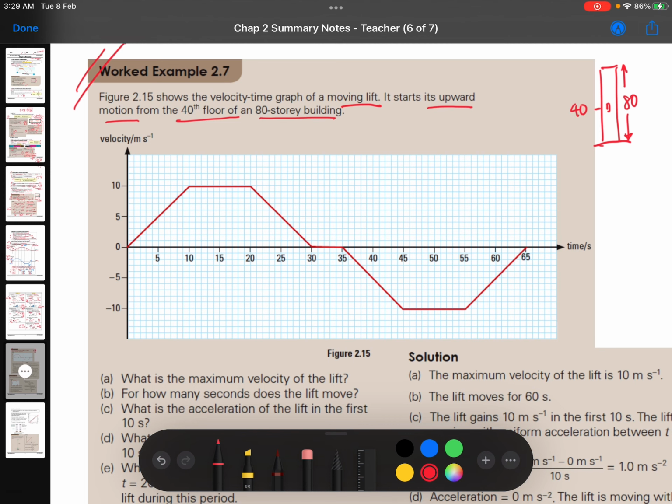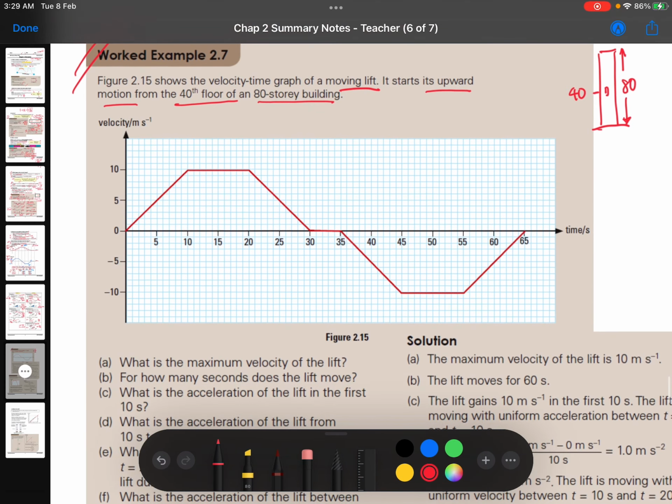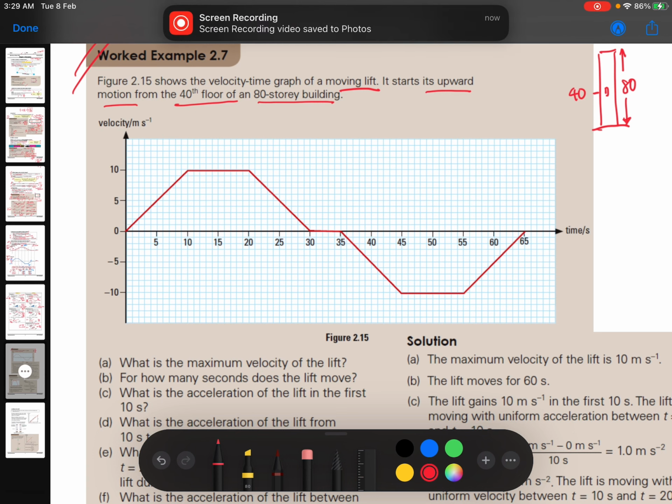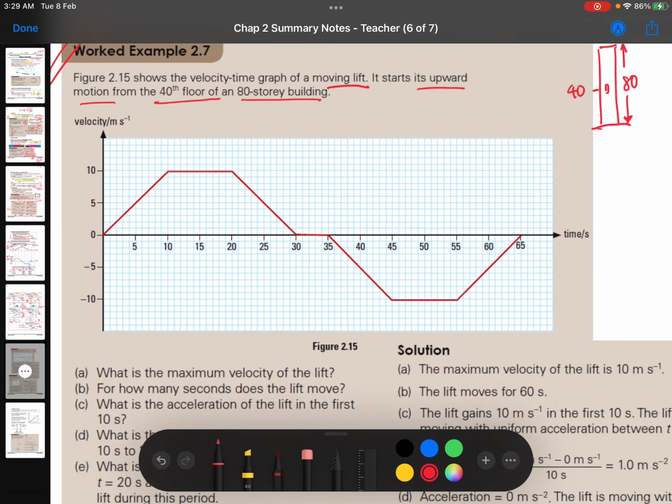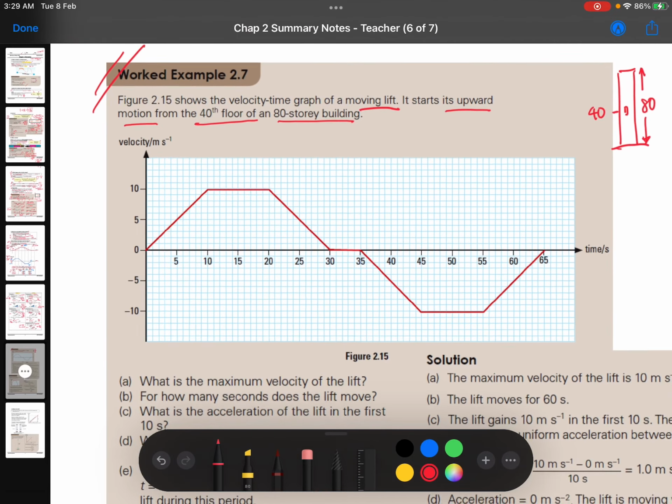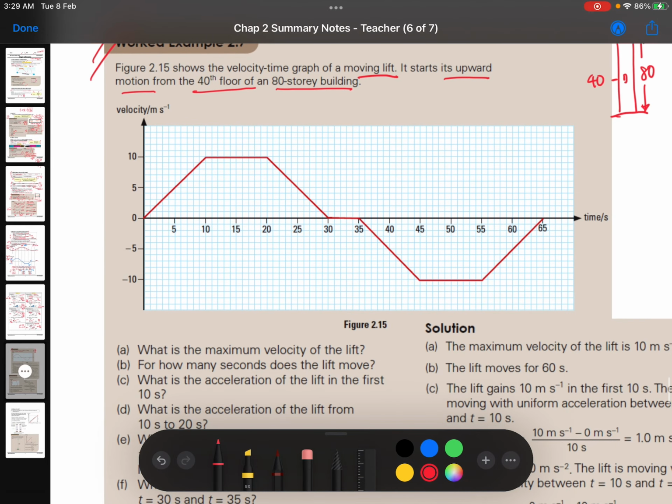Okay, so let's look at the graph. It looks like this. It goes up in this manner and then down at the other side. So the graph is as such, right? Then they ask you for part A, what is the maximum velocity of the lift?